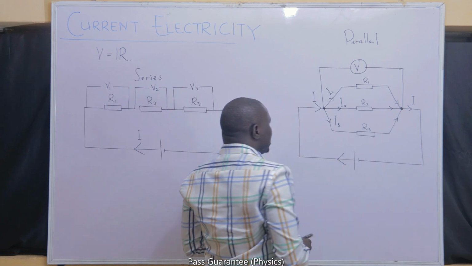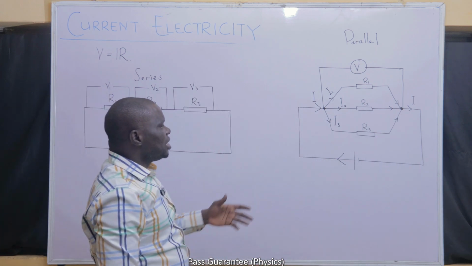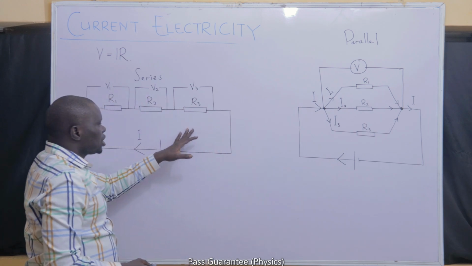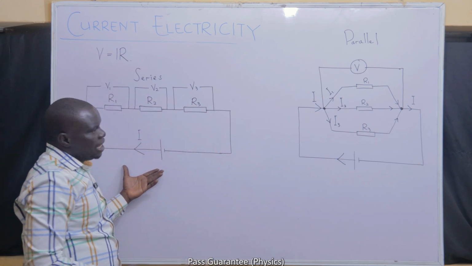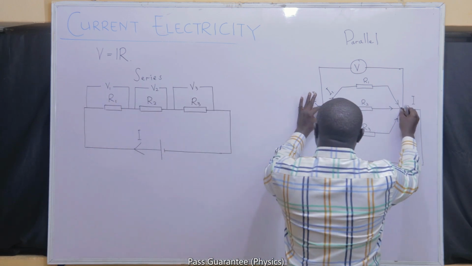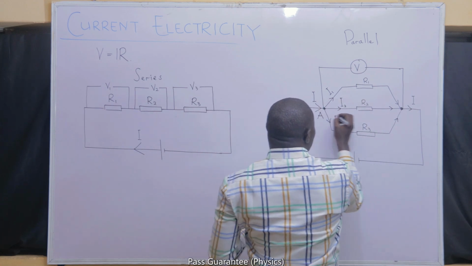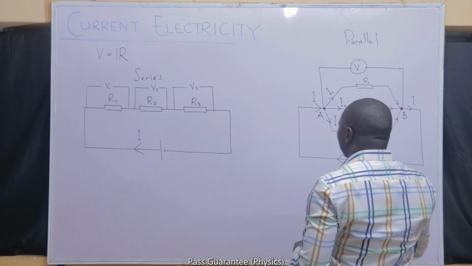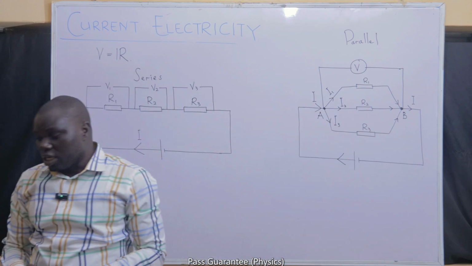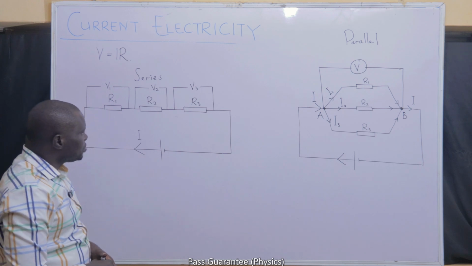They all have the same end all through. So because of that, they will have the same potential difference. What R1, R2, and R3 have in common, which the series connection does not, is that they are all connected to the same ends. If I call this point A and this junction point B, R1 is connected to A and B, R2 is connected to A and B, and R3 is also connected to A and B.